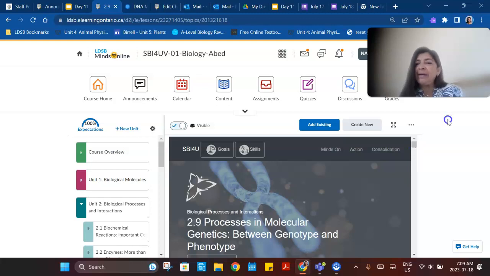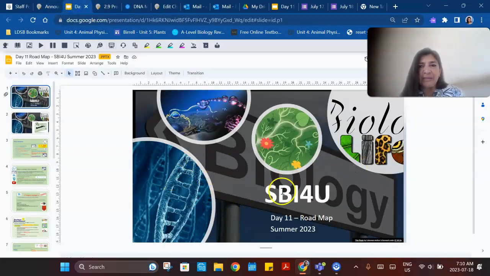In grade 11, you have studied genetics and crosses, Mendelian genetics, and non-Mendelian genetics. In today's lesson, we are going to put together the science of genetics that you learned in grade 11 and the structure of DNA that you learned in Unit 1 to understand how inheritance takes place at the molecular level. So this is today's roadmap.